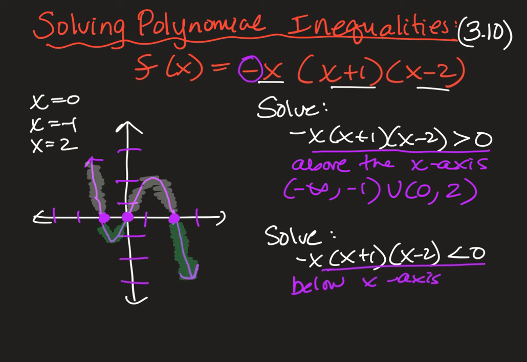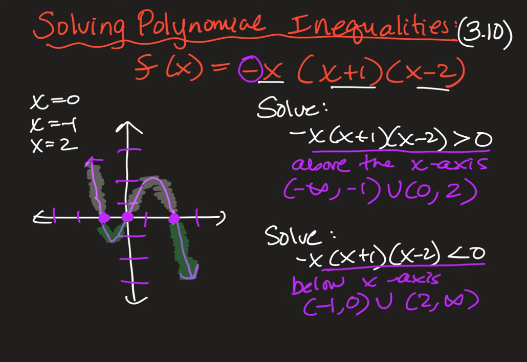Now, if they had an equal to, I would include the 0, but these ones were strictly greater than or strictly less than. So now for being below the x-axis, all my highlighted in green, so that's going to be anywhere in between -1 and 0, and then again after 2 to infinity. So really this includes the entire graph except for the actual zeros, because the actual x-intercepts is where it equals 0, and neither one of these included 0 in it.